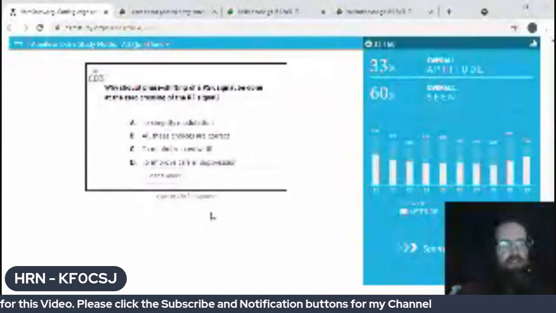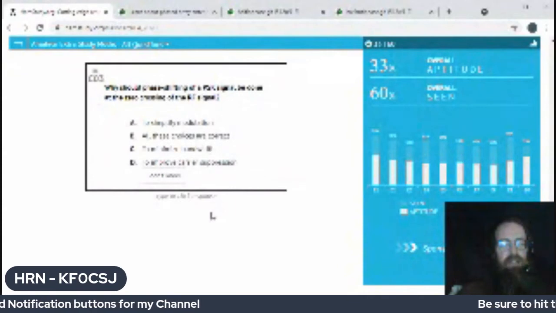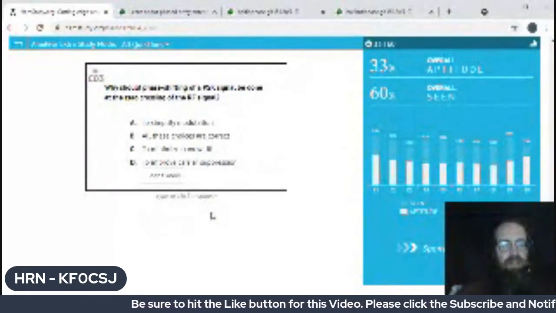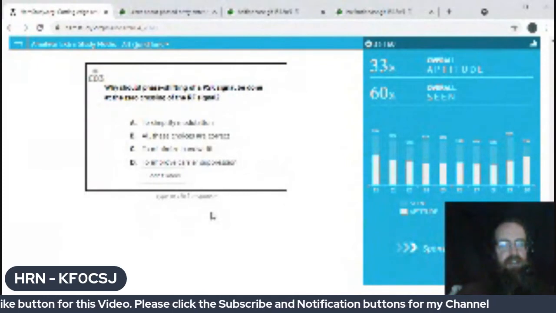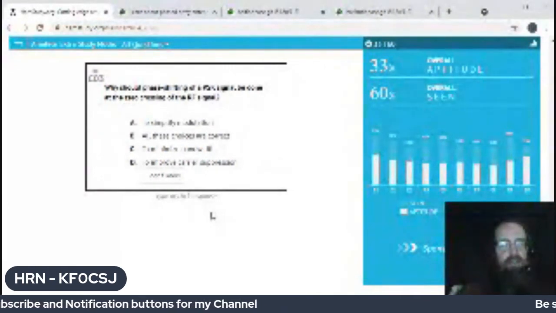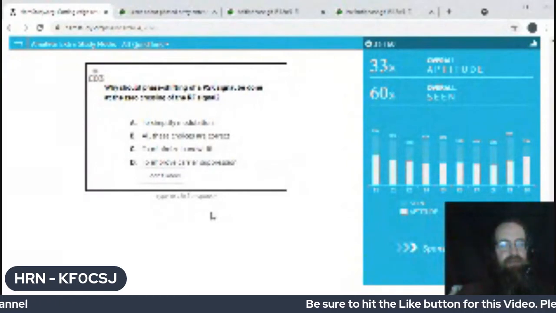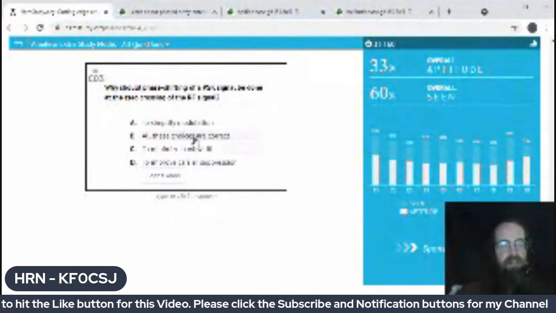Why should phase shifting of PSK signal be done at zero crossing of the RF signal? A, to simplify modulation. B, all these choices are correct. C, to minimize bandwidth. D, to improve carrier suppression. I'm going to guess all these answers are correct.